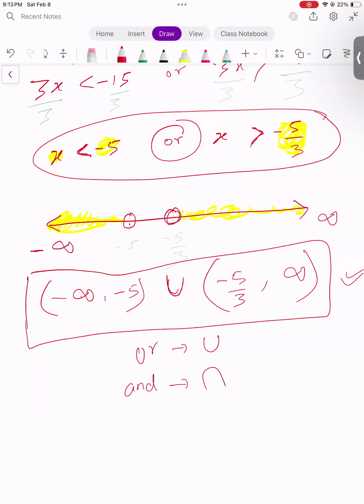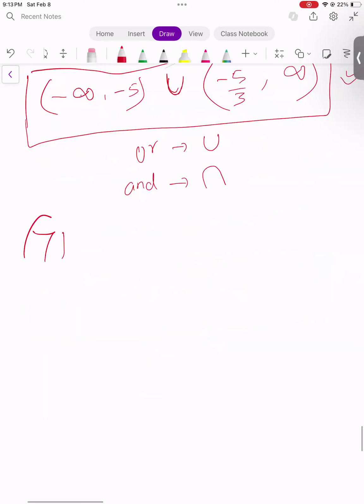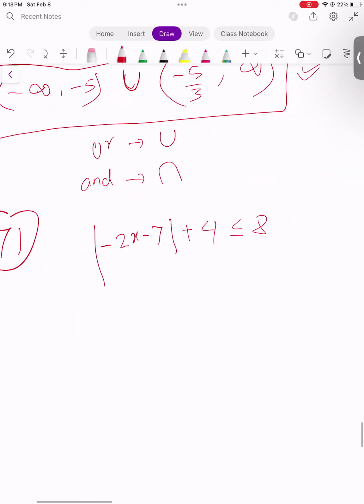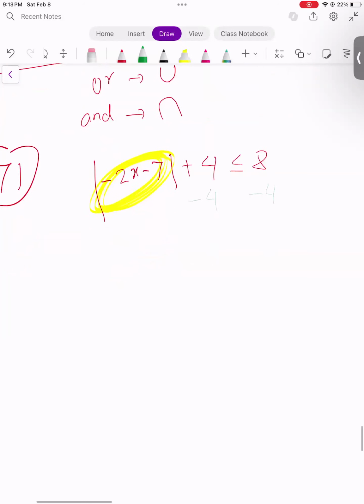Now let me do 71. This is also an absolute value inequality. So we have |-2x - 7| + 4 ≤ 8. Now we make our absolute value expression by itself on one side first. So let's get rid of +4. You subtract 4, so we have |-2x - 7| ≤ 4.